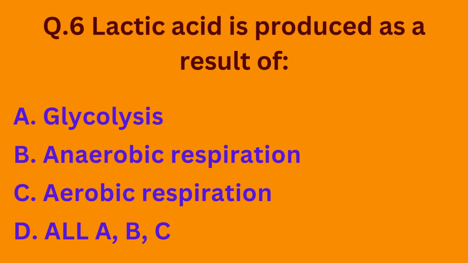Question number 6 is, lactic acid is produced as a result of option A glycolysis, option B anaerobic respiration, option C aerobic respiration, and option D all ABC. So students, lactic acid is always produced as a result of anaerobic respiration. Anaerobic respiration is the one in which there is no air involved, no oxygen is used. So the correct option is option B.